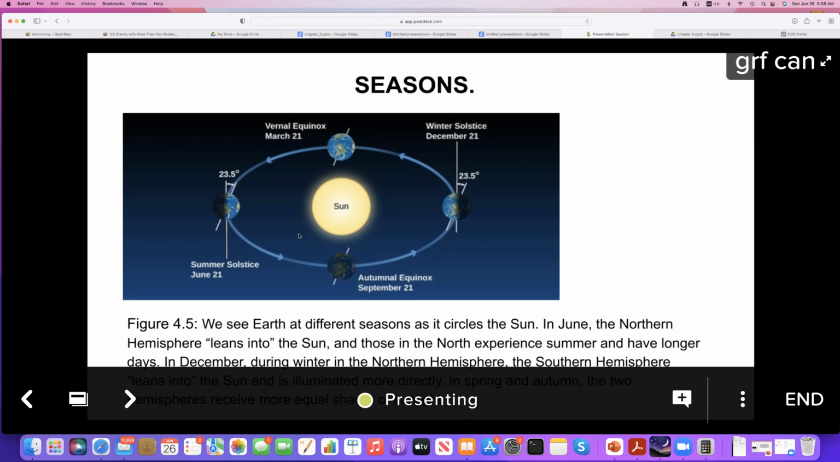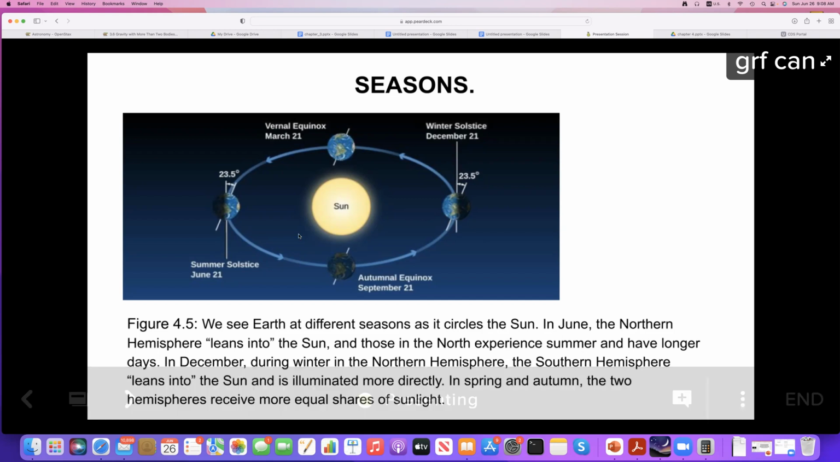Keep in mind that it is not that we have seasons because of these different distances from the sun, right? The distance difference is very small. The primary reason is the tilt of the Earth's axis, right?